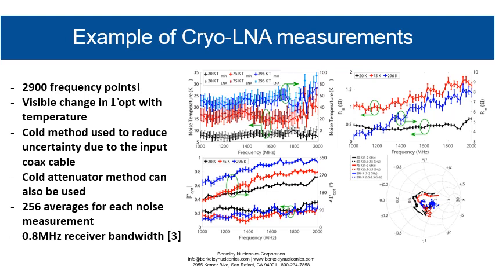This slide shows an example of a cryo-LNA measurement conducted by Alex Sheldon at the University of Calgary. This LNA was developed at Arizona State University for use in radio astronomy. The measurements show that Y-opt of the LNA diverges away from the center of the Smith chart, indicating that some additional optimization of the LNA performance is possible to reduce its noise temperature even further, as opposed to an unoptimized design.